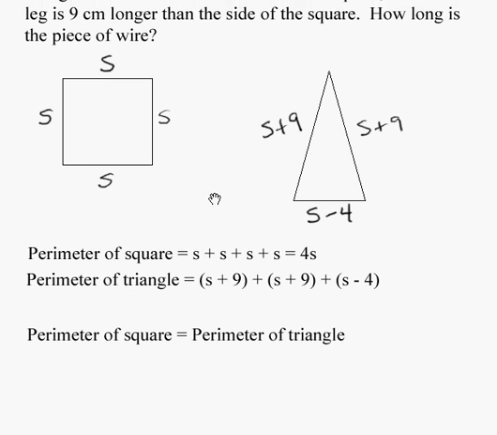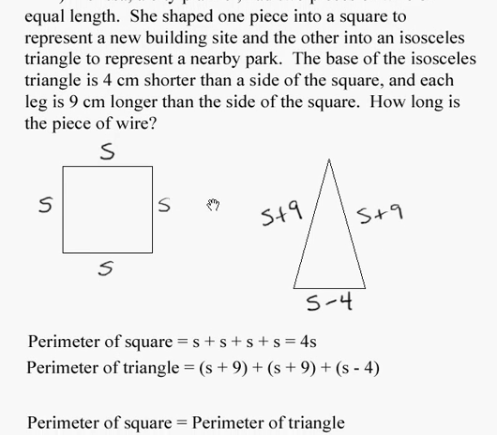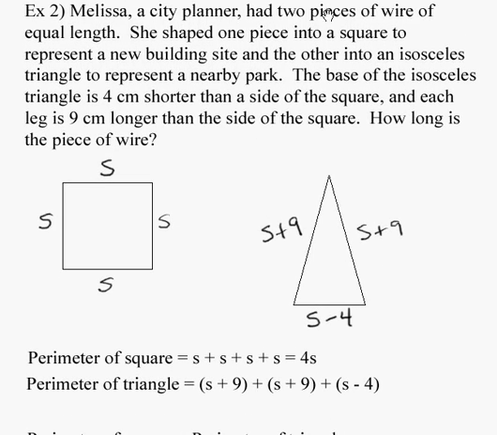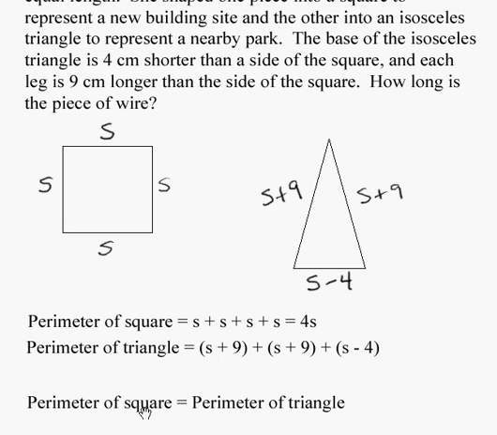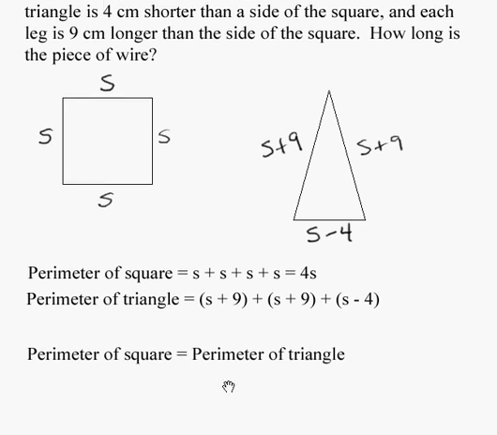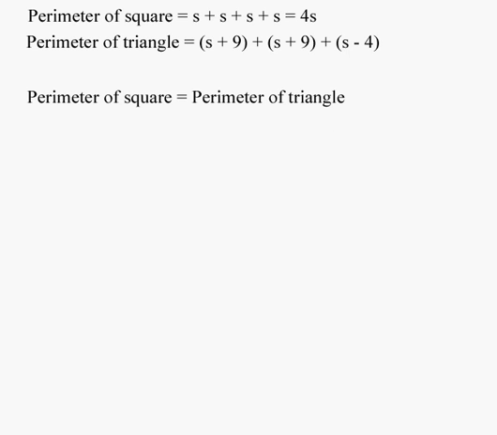And we know from these word problems right here that it says that the two pieces of wire were equal length. So with that, we can say, therefore, the perimeter of the square is the perimeter of the triangle. Those are equivalent, which means that 4S, perimeter of the square, is equal to S plus 9 plus S plus 9 plus S minus 4, the perimeter of the triangle.